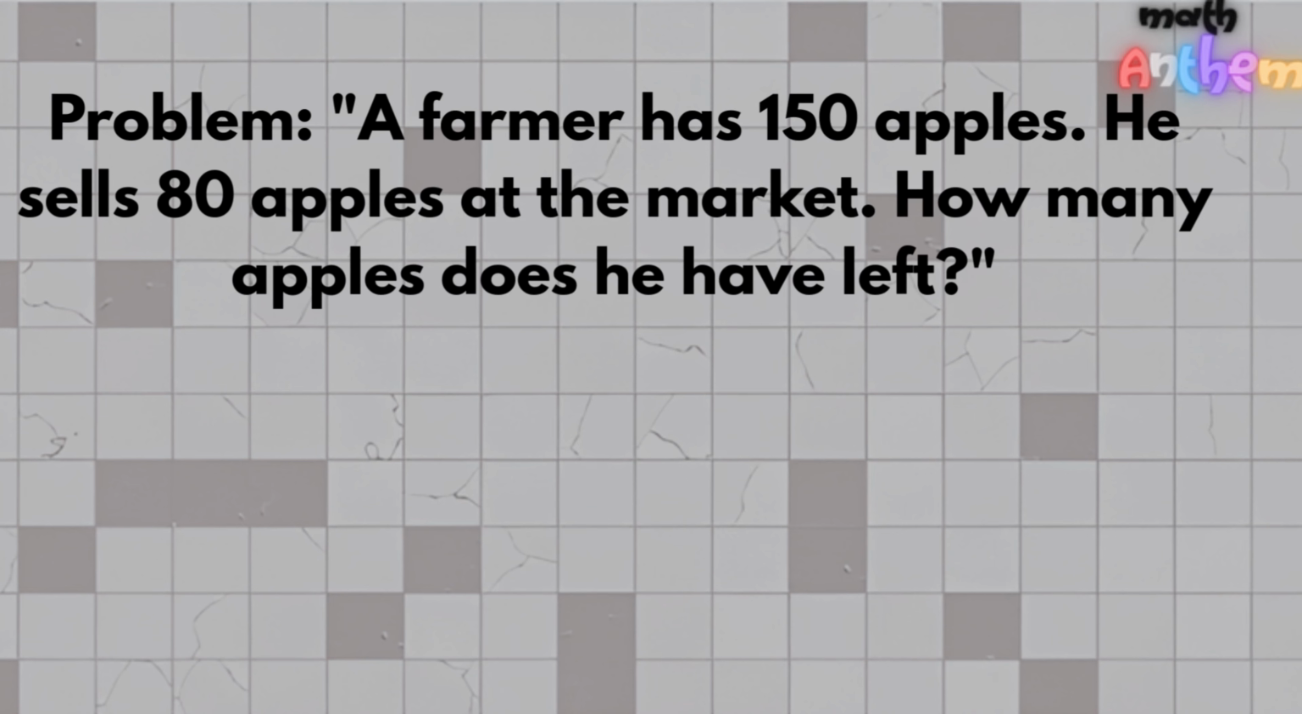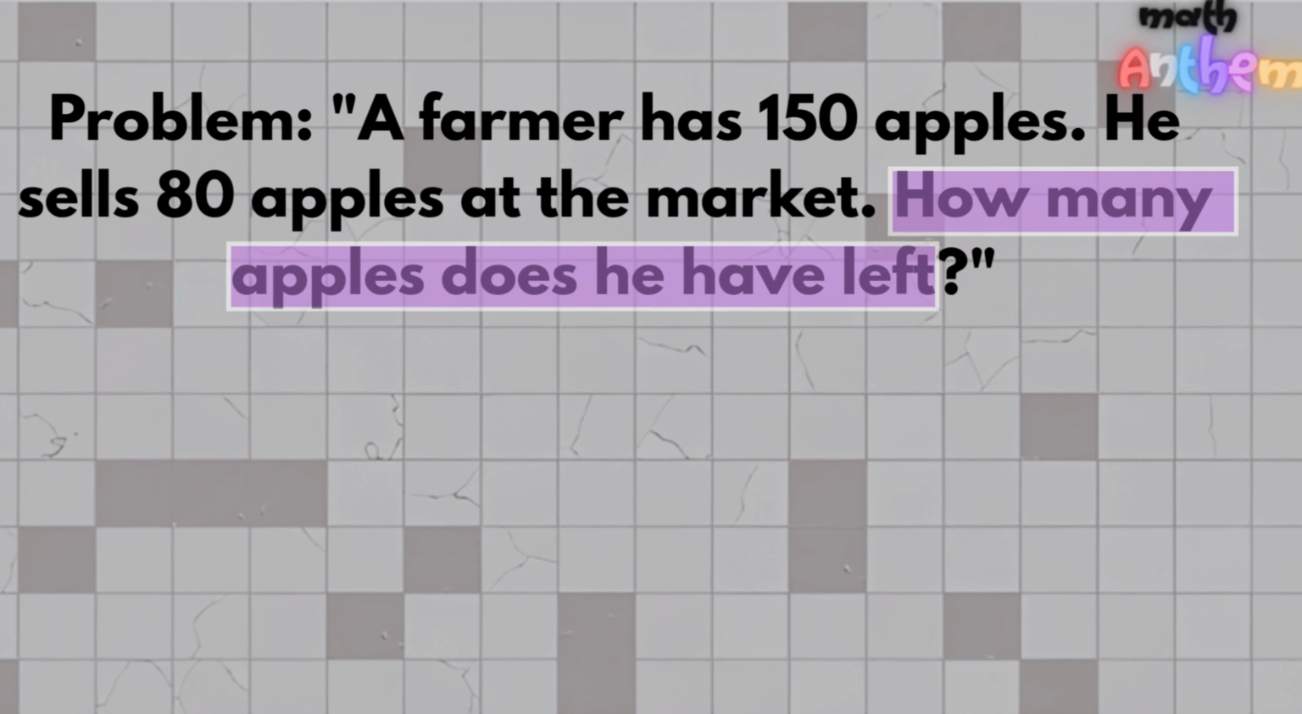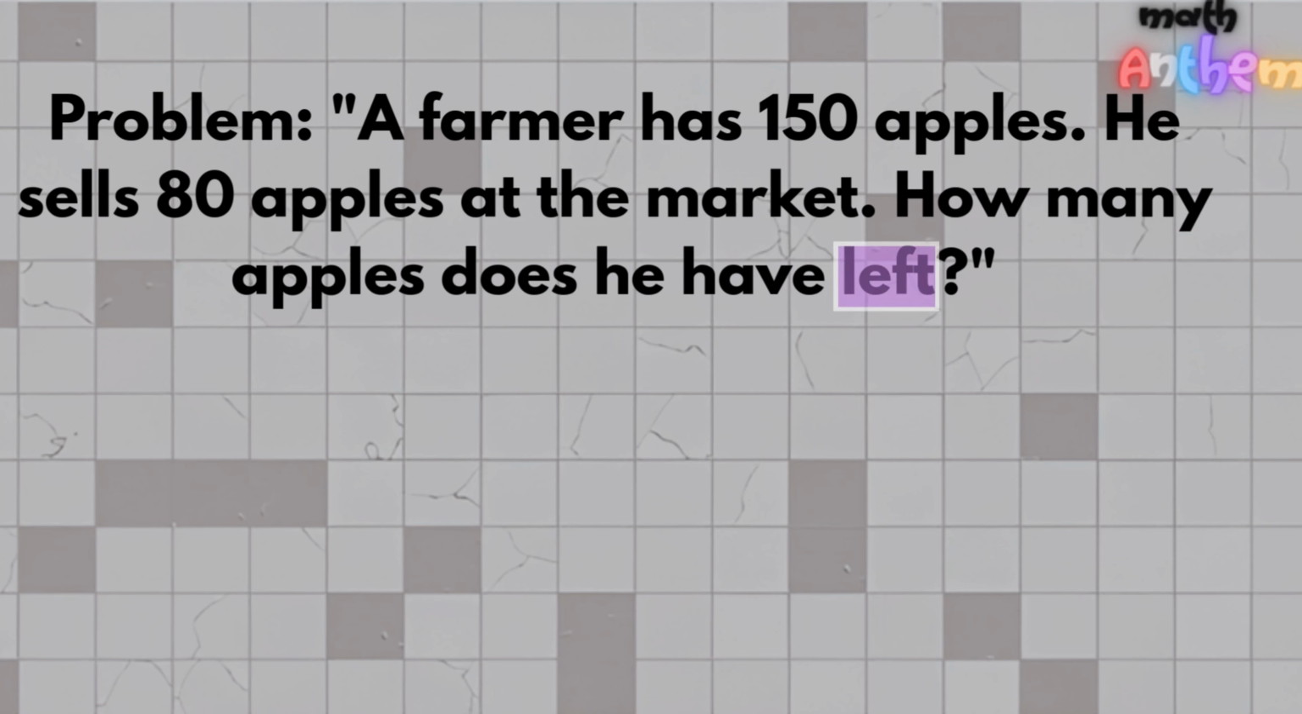Example 4. Problem. A farmer has 150 apples. He sells 80 apples at the market. How many apples does he have left? The keyword left clearly signals that this is a subtraction problem. When we hear left, it usually indicates that something has been taken away or subtracted, and we need to determine what remains.